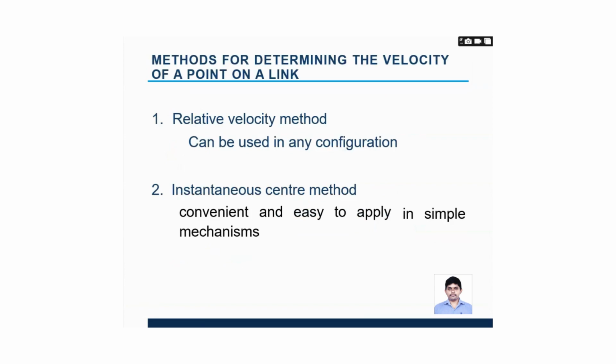Generally we use two different methods. One is called the relative velocity method and the other is called the instantaneous center method. The relative velocity method uses the free body diagram to find the velocity. Instantaneous means there is continuous movement in the given mechanism, so at any point of the rotation or movement, we randomly take points and find out the velocity. That is the instantaneous center method.